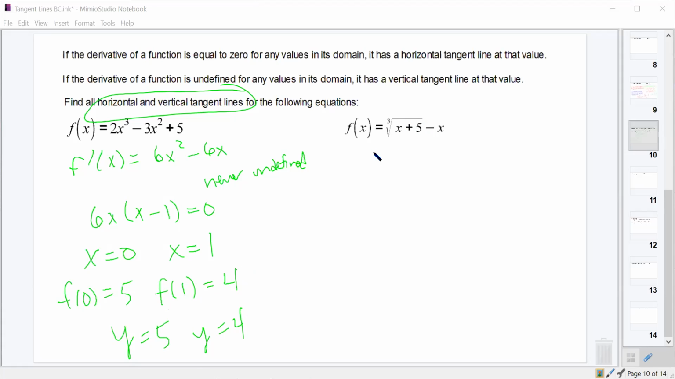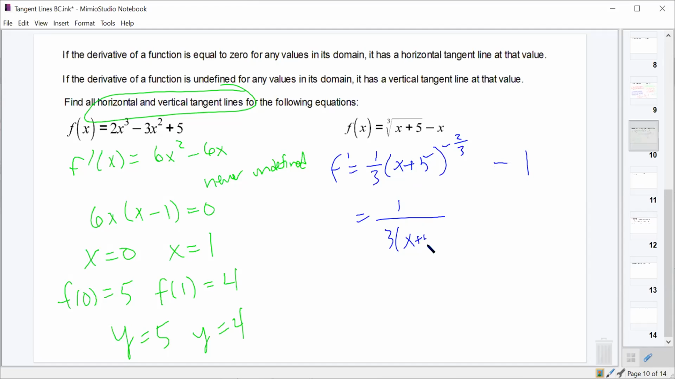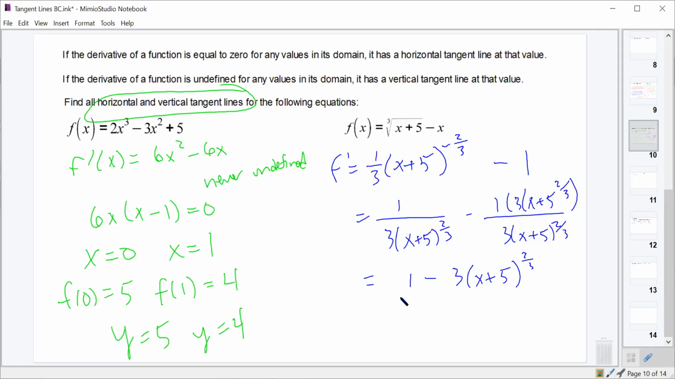And then this one, cube root of x plus 5 minus x. That's x plus 5 to the 1/3, which ought to be 1/3 of x plus 5 to the negative 2/3 times the derivative of x plus 5, which is just 1. And then minus 1 for the minus x. So this is 1/3 times x plus 5 to the 2/3 minus 1. And we get a common denominator, and we end up with 1 minus 3 times x plus 5 to the 2/3 over 3 times x plus 5 to the 2/3.